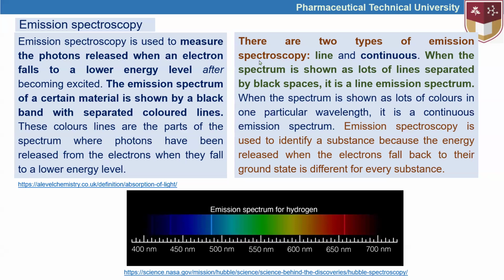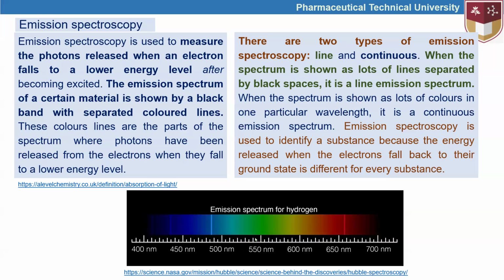There are two types of emission spectroscopy, line and continuous. When the spectrum is shown as lots of lines separated by black spaces, it's a line emission spectrum, as indicated here. When the spectrum is shown as lots of colors over a range of wavelengths, it's a continuous emission. Emission spectroscopy is used to identify a substance because the energy released when the electrons fall back to their ground state is different for every substance. Again, for different substances, we can expect different bands and different emission spectra.